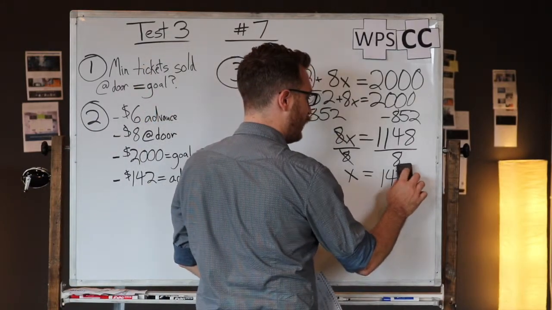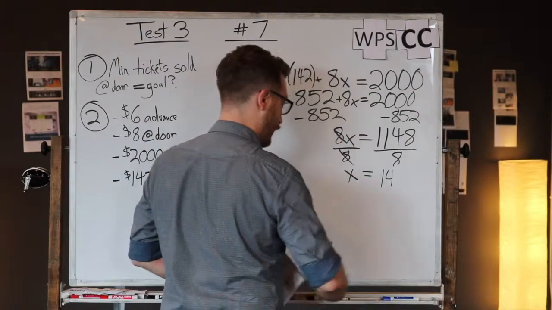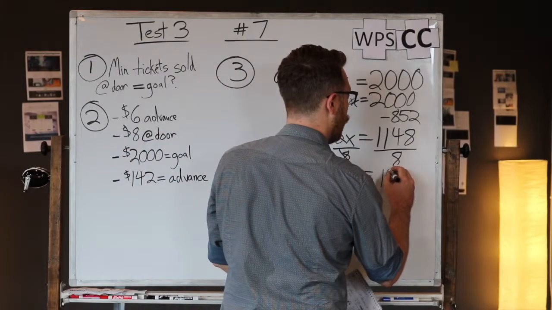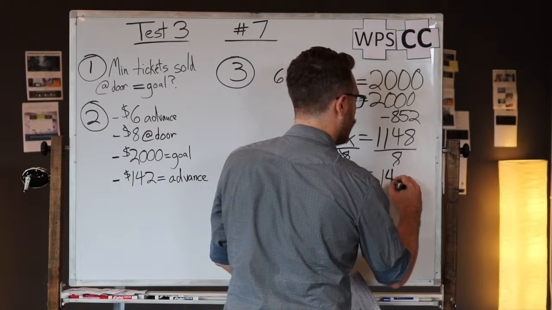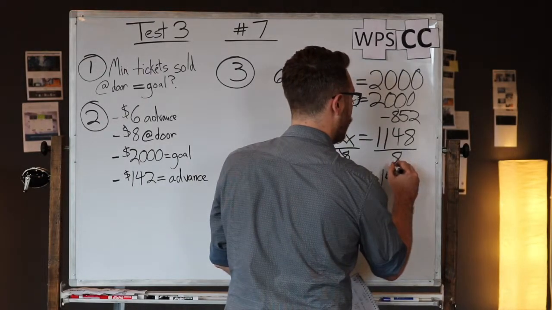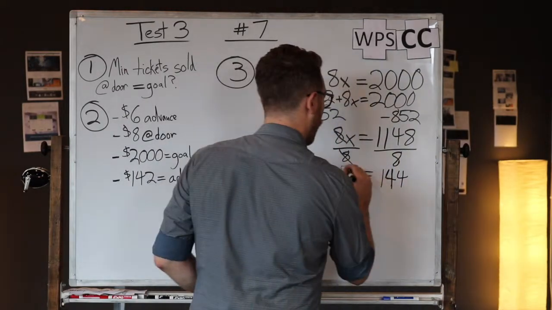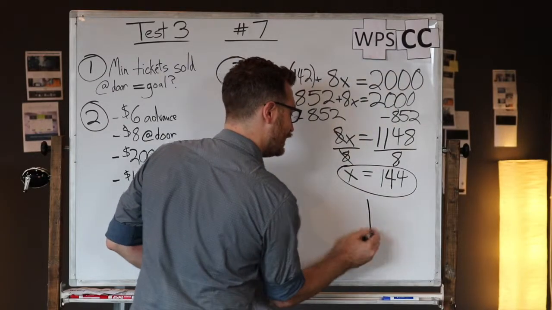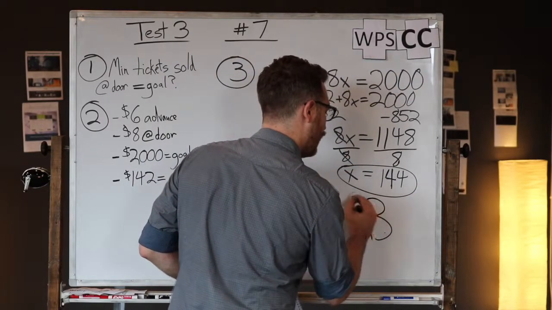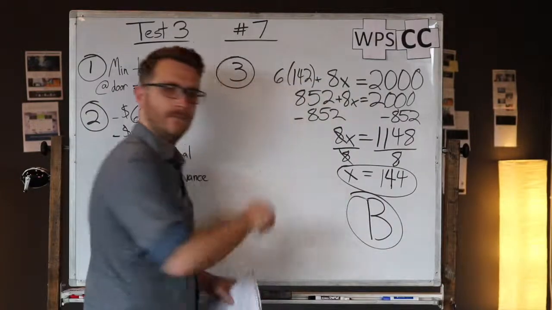Instead of 143, we're going to round up to 144 tickets. And they will reach their goal and a little bit more. And you will find that 144 is the correct answer, letter answer B. Great job.